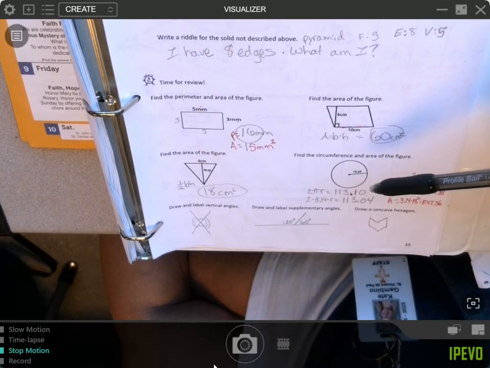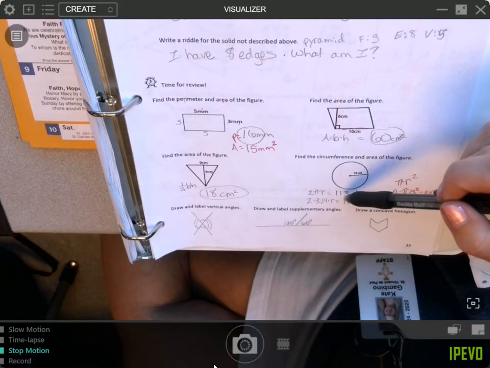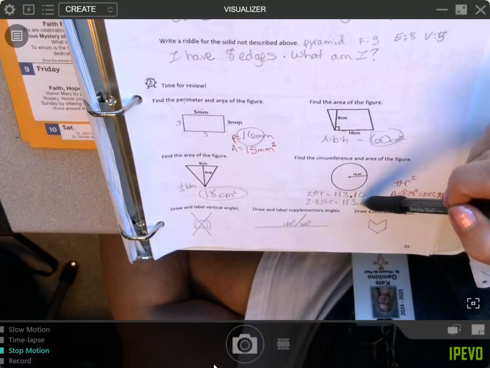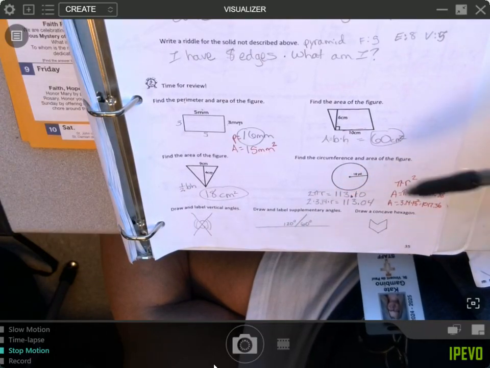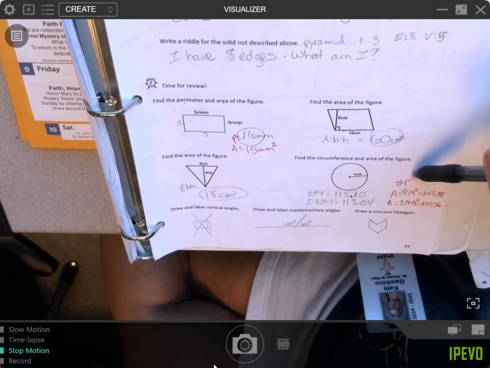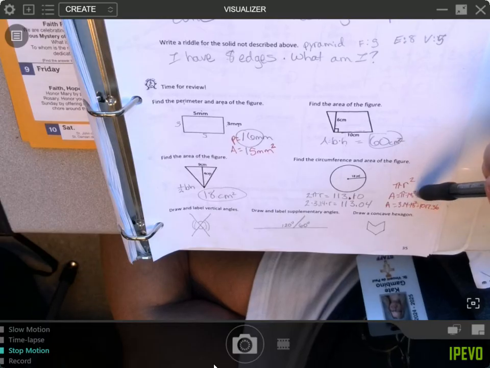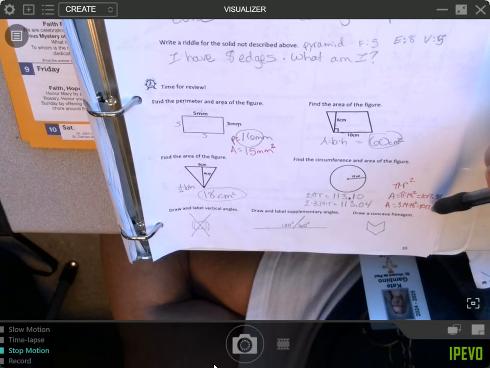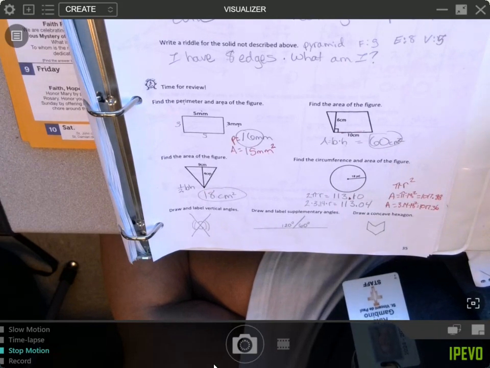Our circumference for the circle would be 2 times pi times r, which is 113.10, or 113.04, depending if you use the pi button or you use 3.14. The area is pi r squared. They are giving us that r, so we know it's 18 squared times pi, which is 1017.88, or 1017.36, depending on which way you answered it.